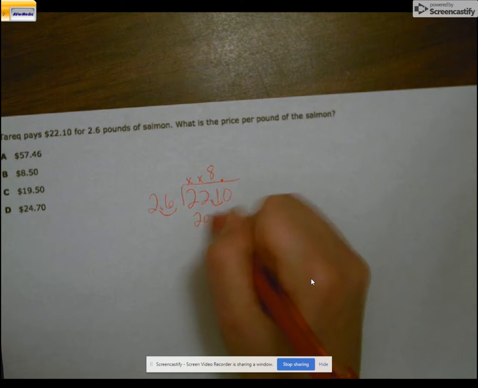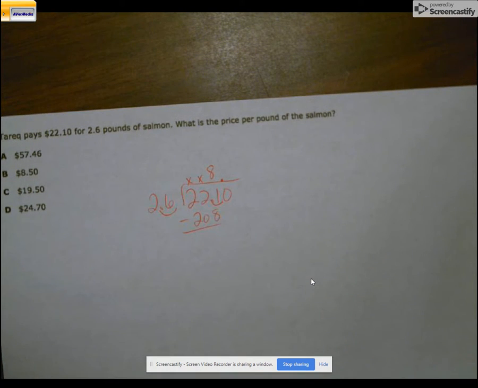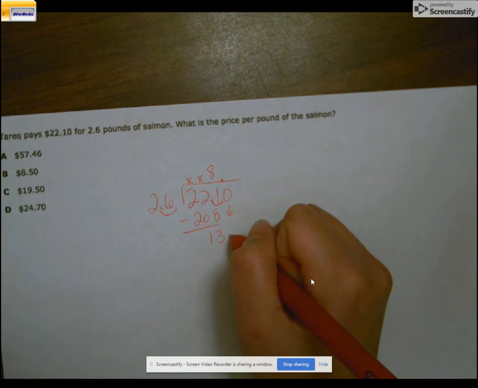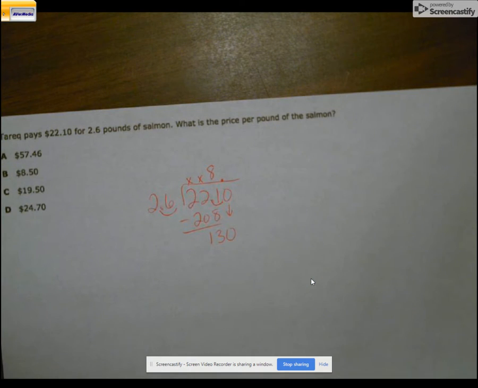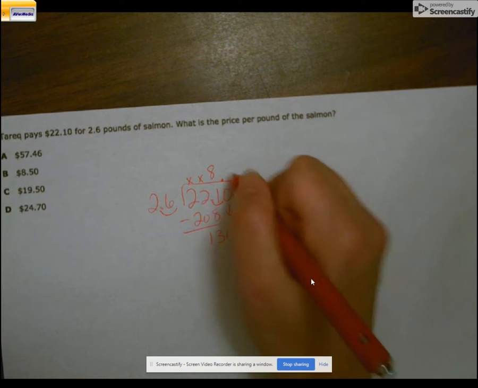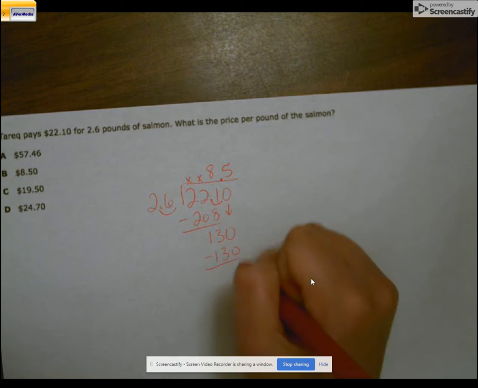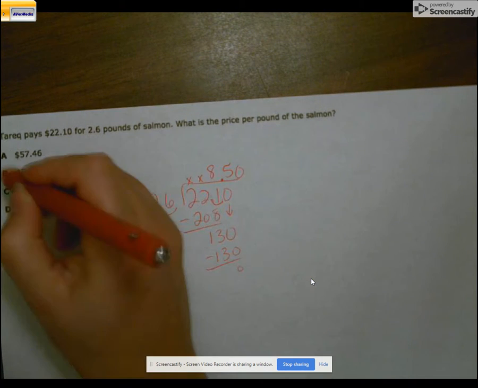which is 208. So then I've got 221 minus 208, which is 13. Bring down my 0, excuse me. 26 can divide into 130 5 times, which is 130. And I'm done, so I have $8.50 each.